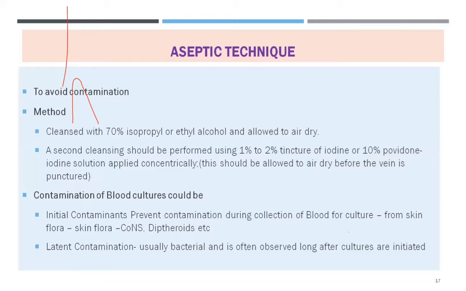Now, contamination of blood culture should be avoided. Initial contaminants during the collection of blood for culture can come from the skin flora or from the pre-analytical phase. And late contamination, after 2 to 3 days of blood culture inoculation, might be because of the transit or transport time. So contamination should be avoided in the collection of blood cultures.